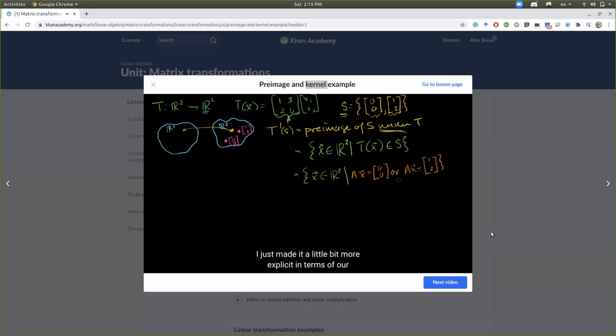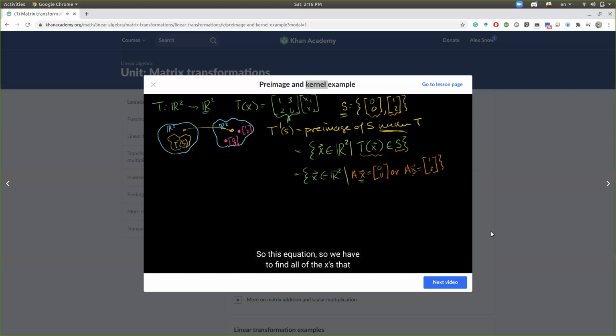This is the exact same statement as before. I just made it a little more explicit in terms of our actual transformation, A times x, and in terms of what our actual set is. Our set is just 2 vectors. So if we want to determine the preimage of S under T, we essentially have to find all of the x's that satisfy these 2 equations.